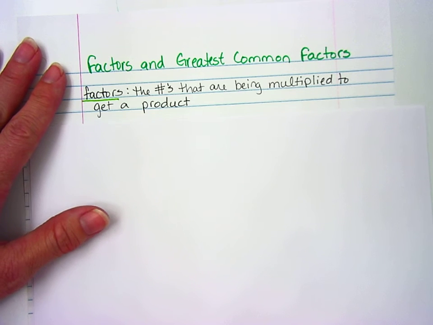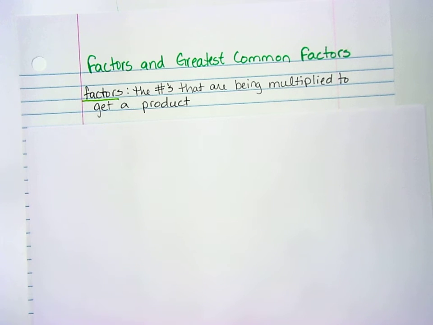Just want to remind you really quick that a factor is when you have a number, it's the numbers that are being multiplied to get the product. The product is whenever you're multiplying numbers, or your answer whenever you multiply numbers.